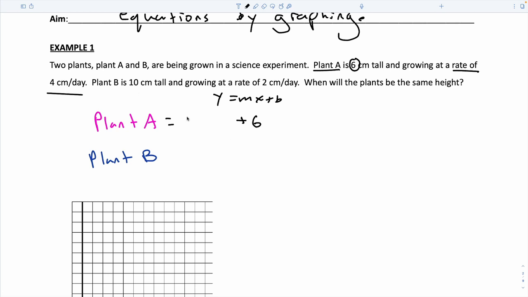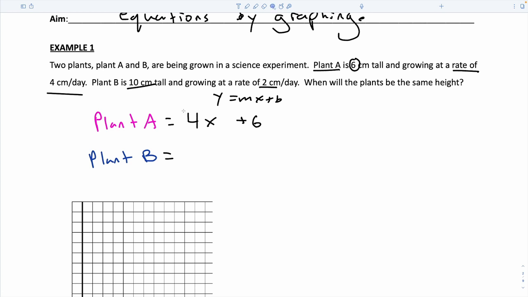Then they take the 4, and 4 is the thing that's changing. So 4 is the rate of change. Usually you'll see like per day or centimeters a day. That's the rate of change. There's plant A's. Let's look at plant B. It's 10 centimeters tall, a rate of 2 centimeters a day.